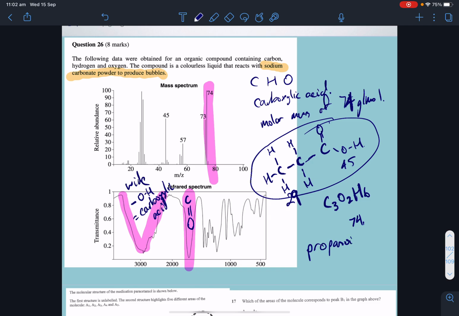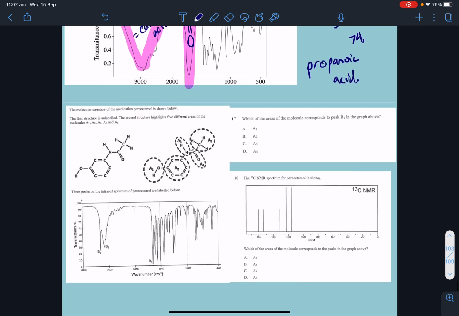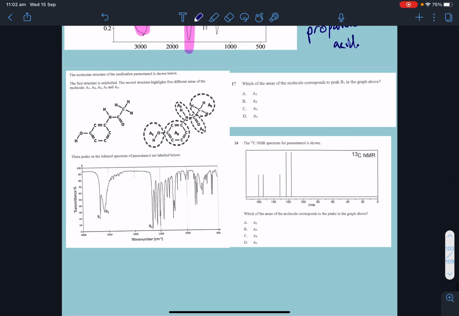So they've given us a mass spectrum and an IR spectrum for propanoic acid. Here's another past example. The molecular structure of the medication paracetamol is shown below. So this, it's quite complex, isn't it? The first structure is unlabelled. The second structure highlights 5 different areas of the molecule, A1 through A5. 3 peaks of the infrared spectrum are labeled below. Which of the areas of the molecule is B1?